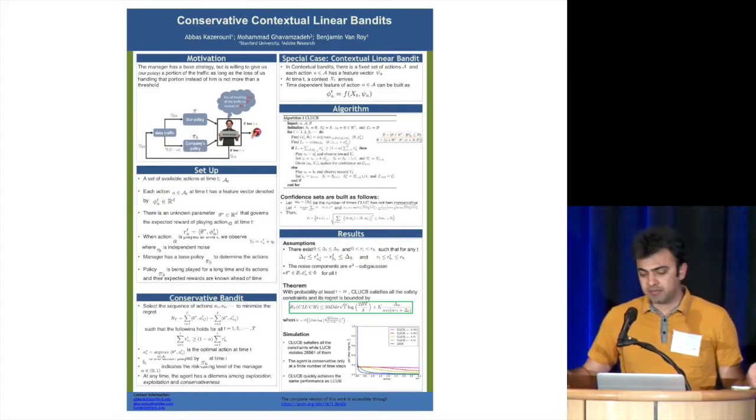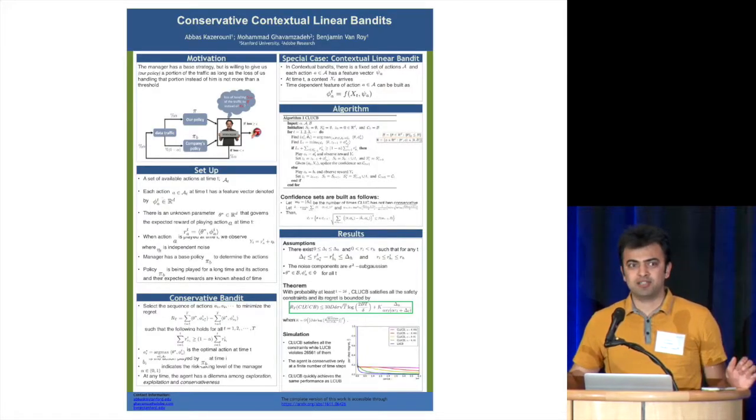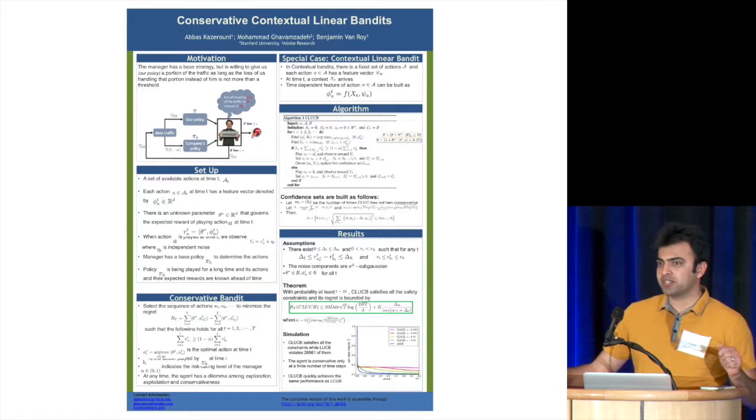So our first student, if my sheet is right and if we're all calibrated, is Abbas Zeroni. Welcome, Abbas. I'm a 4th-year PhD student in the electrical engineering department, and my research is in reinforcement learning and its applications. So today at the poster session, I'll be presenting my work about conservative contextual linear bandits.